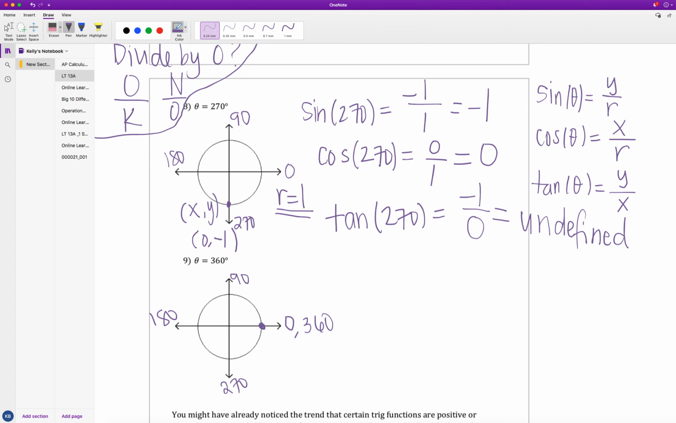Now, if I were to try to draw a triangle, I'd have to go to the x-axis, which I'm already on. So I can't draw a triangle here.